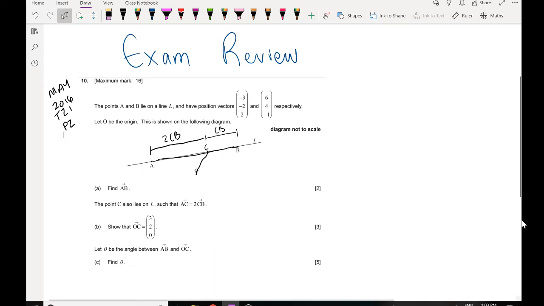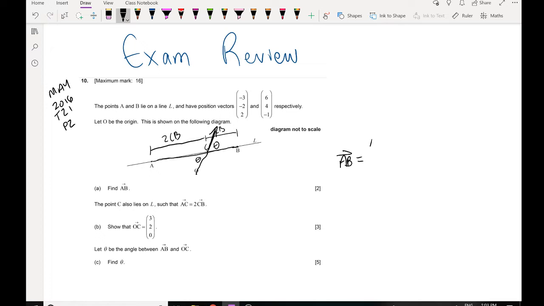So based on the way that the question is worded here, I would assume that this is actually looking for, if you continue OC this way, that angle. So you are looking for the acute angle there. So this is a dot product question then.